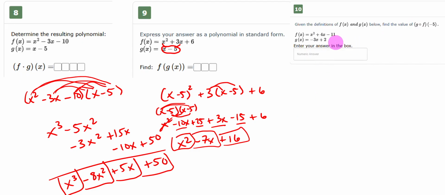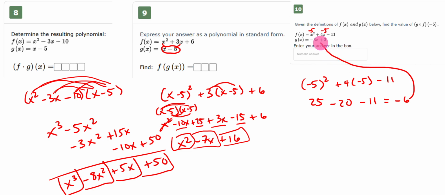Okay, g of f of negative 5. So I'm going to do f of negative 5. I'm going to plug in negative 5 here, negative 5 here. So I have negative 5 squared plus 4 times negative 5 minus 11. So this is 25 minus 20 minus 11. So that should be what? 5 minus 11, negative 6. So now I'm taking negative 6 and plugging it in right here. So negative 3 times negative 6 plus 2. So this is 18 plus 2, 20. And there you go.